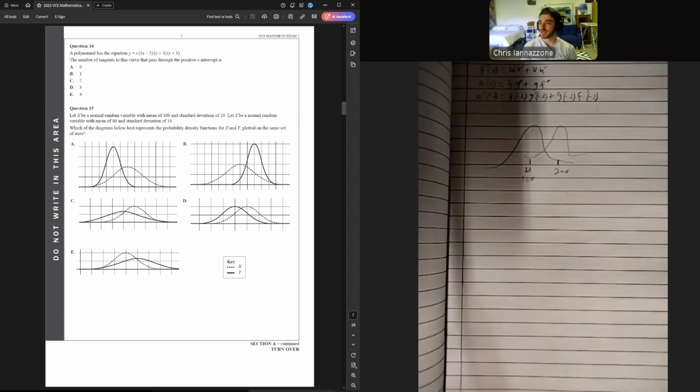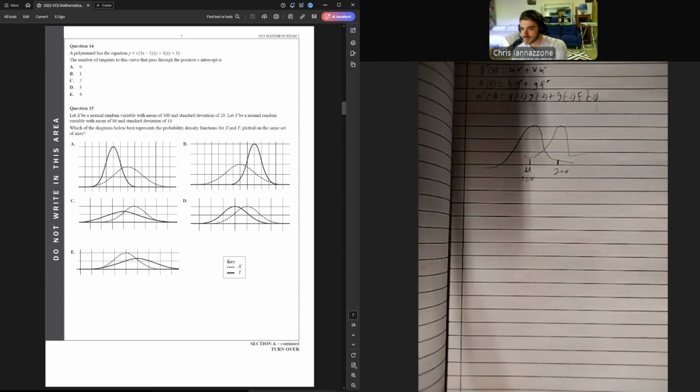So which of the two have a larger mean? Well, x has a mean of 100, y has a mean of 80, so x should be to the right of y. So if x is the dotted line and y is the solid line, then A, C, and D are all what we're looking for.